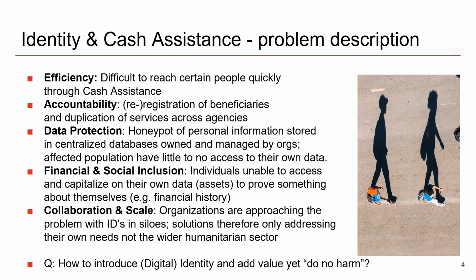Also, if we can help the beneficiary control the identity that they have proved, then they can over time accrue more information, like a job history or an education history, a program participation history, and that is the way they can have financial and social inclusion.